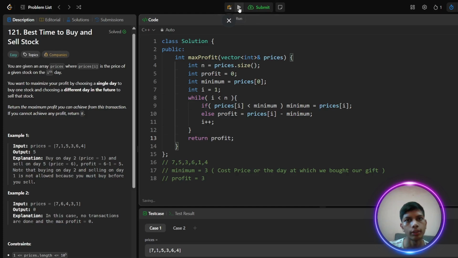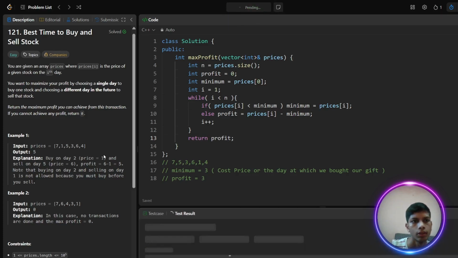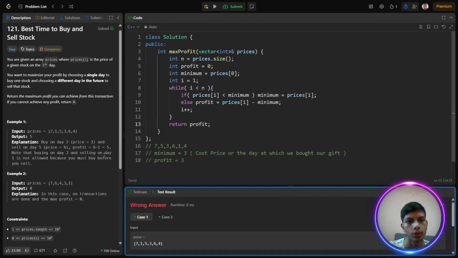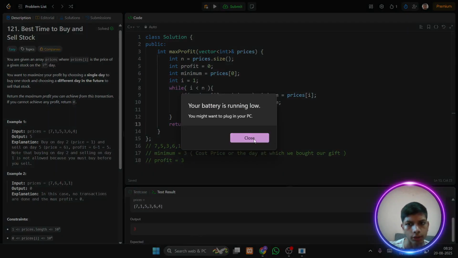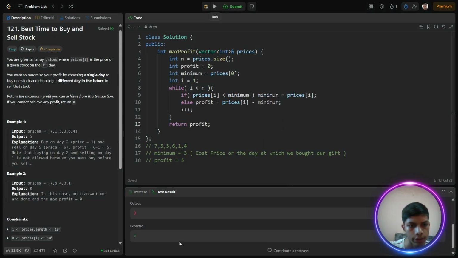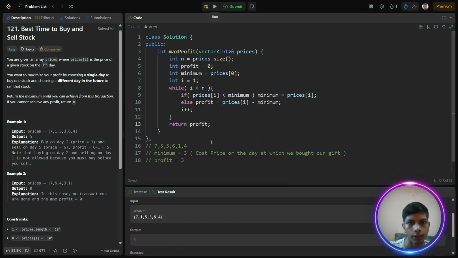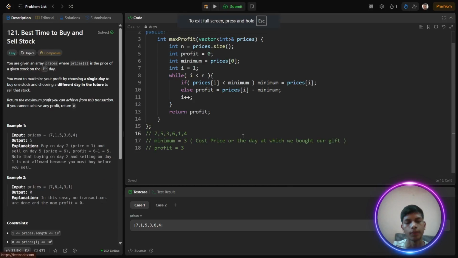So let's run this. I hope you understood the question. Wrong answer. Output is 3 and expected is 5. So what have we done wrong? See the mistake. Mistake was we have calculated the profit.